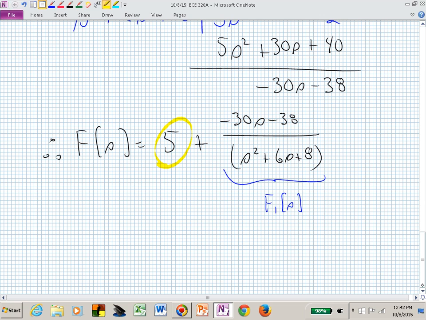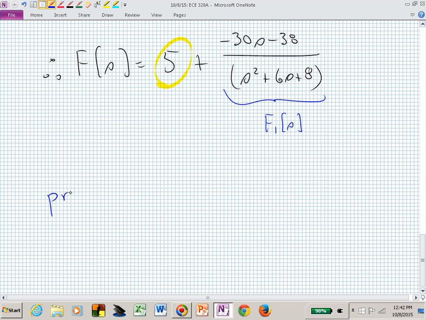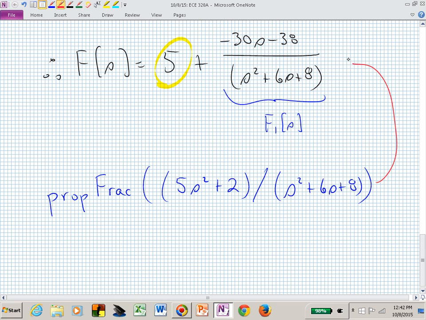And if you have a calculator that has the proper fraction function, you could enter 5s squared plus 2, whatever we started with, over s squared plus 6s plus 8, and it will give you that result. And F sub 1 is strictly proper.